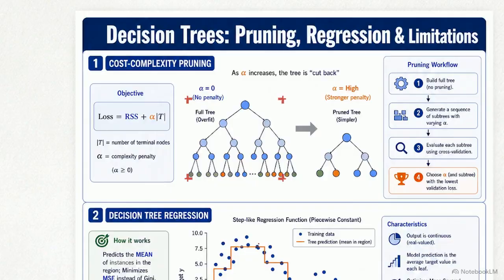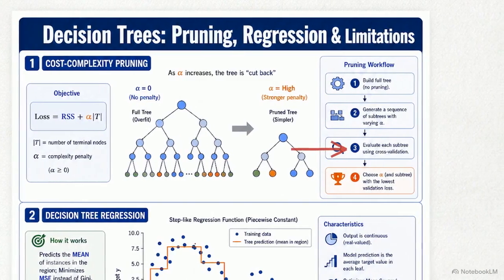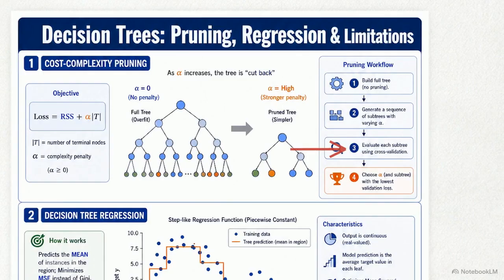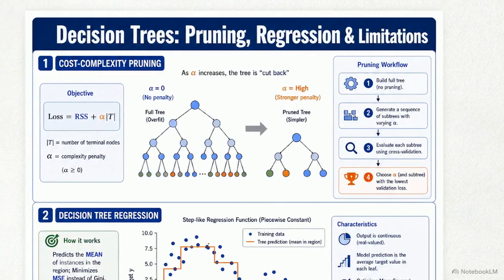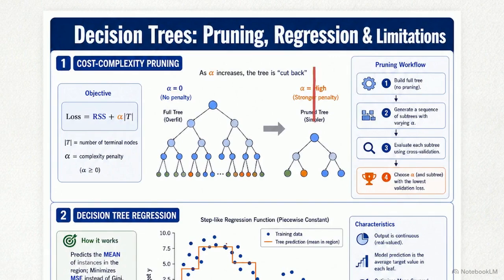We can also use a reactive strategy called cost-complexity pruning. Here, the tree is allowed to overfit completely. Then, we evaluate the full tree using cross-validation to see which branches are useful. By applying a complexity penalty called alpha, the algorithm aggressively snips away lower branches that don't significantly improve accuracy, leaving only the most robust splits.